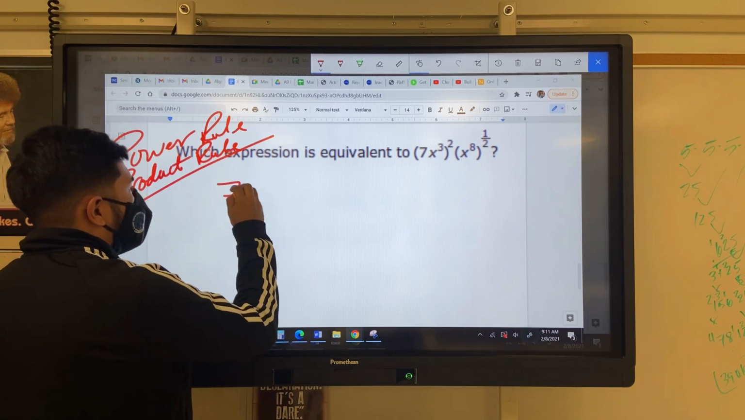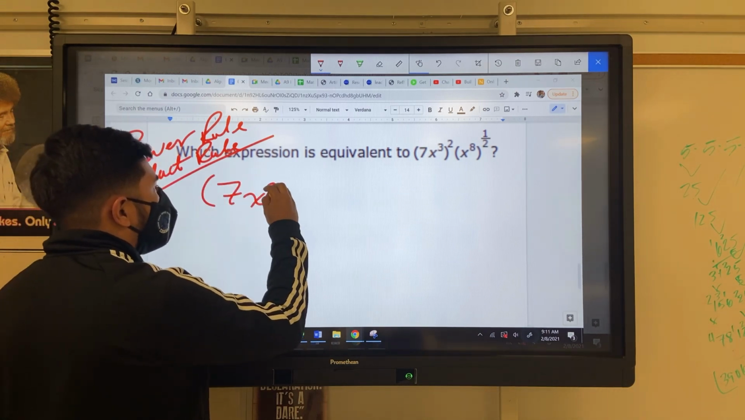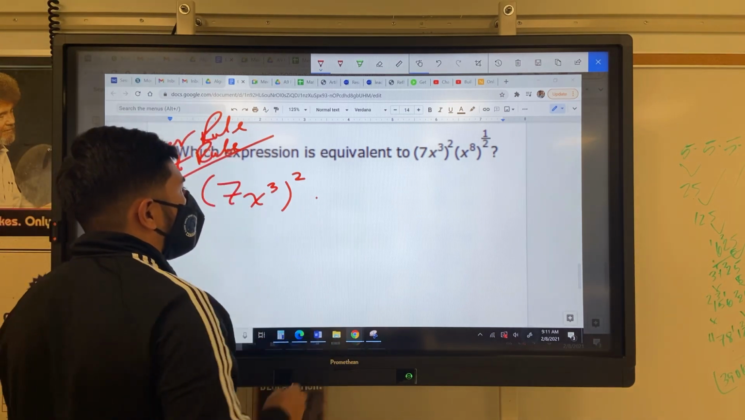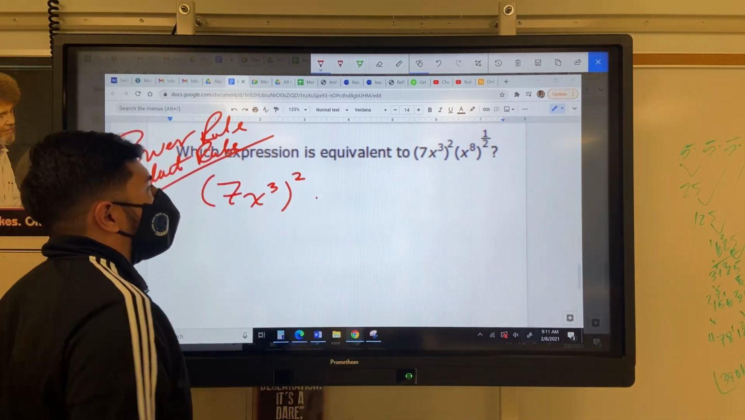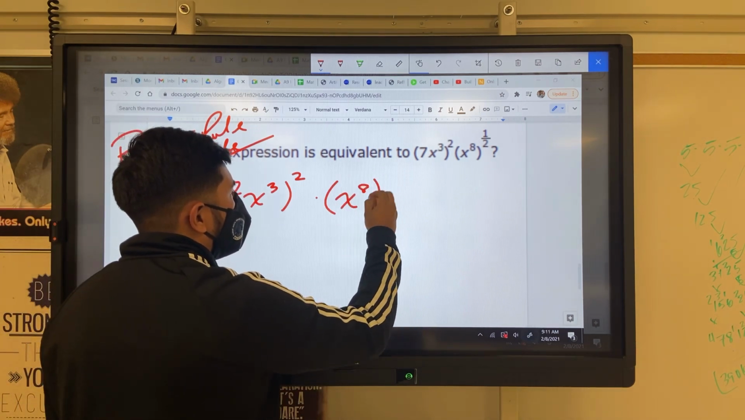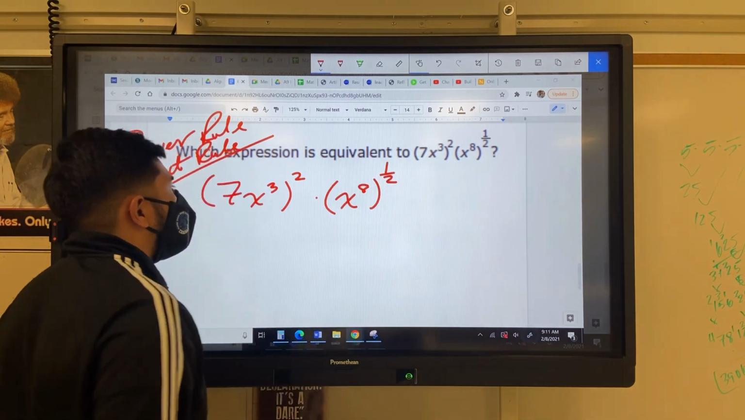So I got 7x^3 to the power of 2 times. I'm already putting the times because I know two sets of parentheses is multiplying. x^8 to the half. All right.